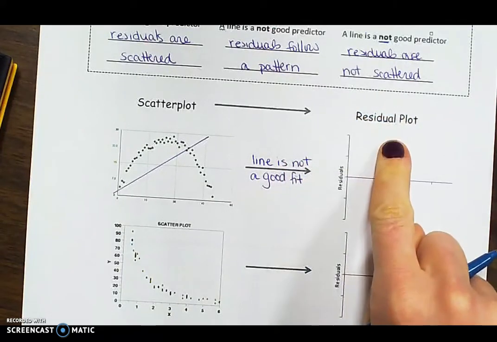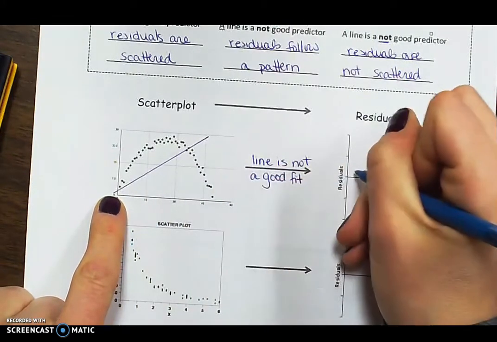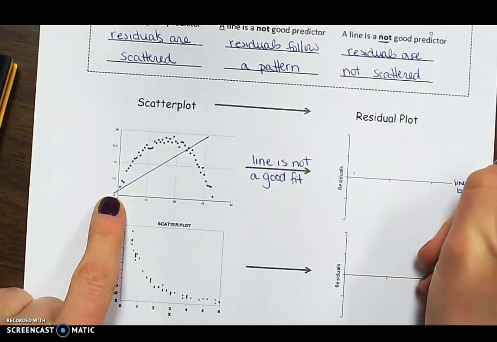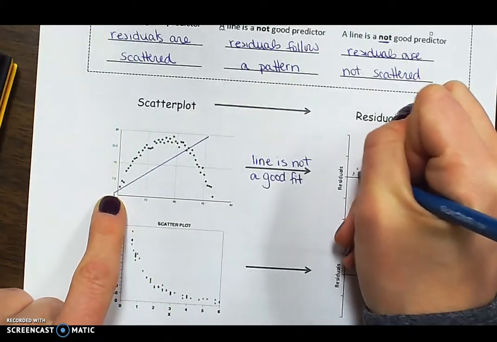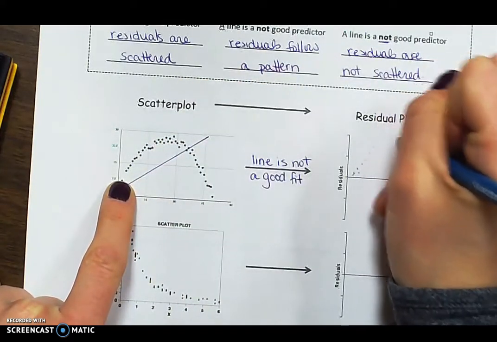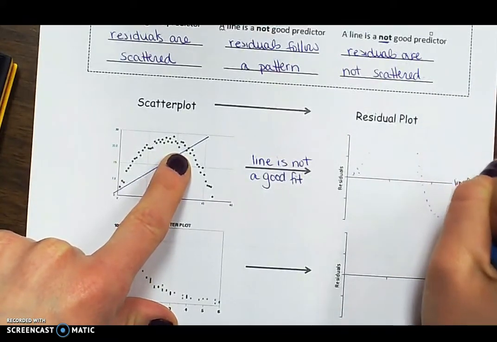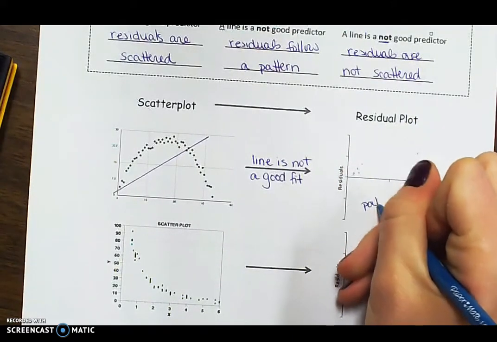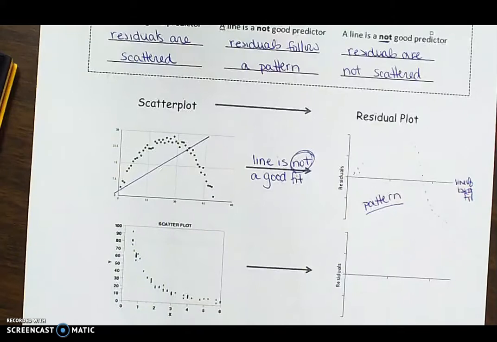All right, if I look at the residual plot, remember, a residual is how far away a point is from the line of best fit. This point is a little bit above the line of best fit. These two points are a little bit above. These are getting further and further away, so it's going to go up. Over here, it's coming back, getting closer, and now it's going way below my line of best fit. So I see it follows a pattern, which is not good. So a line is not a good fit.